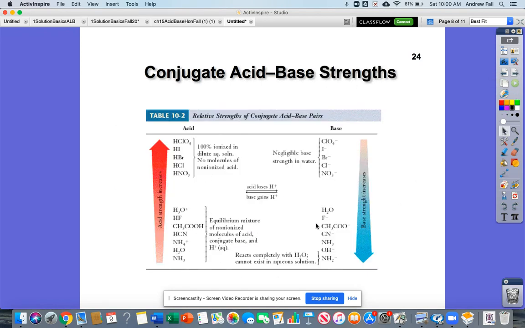So in the next video, we're going to talk about the relative strengths of acids and bases and why they're strong or weak and what that really represents.